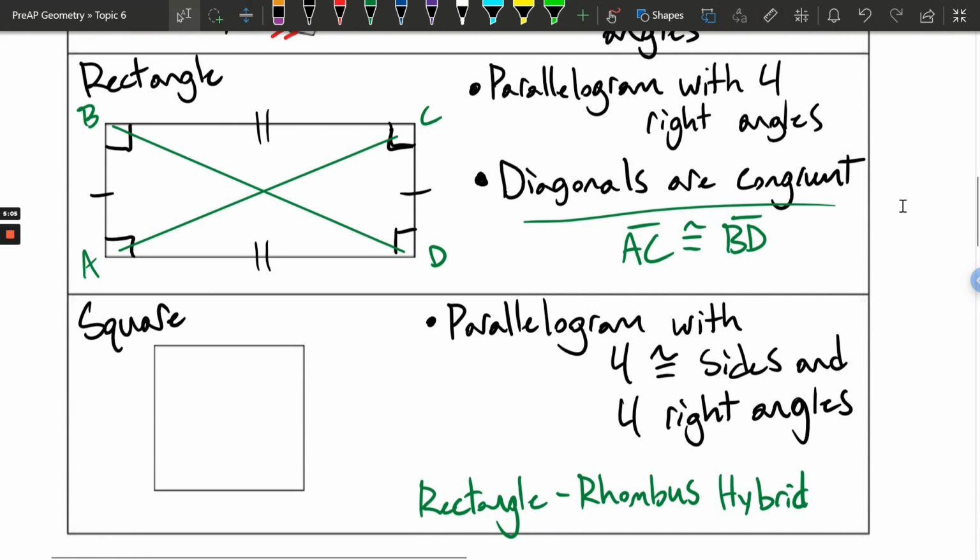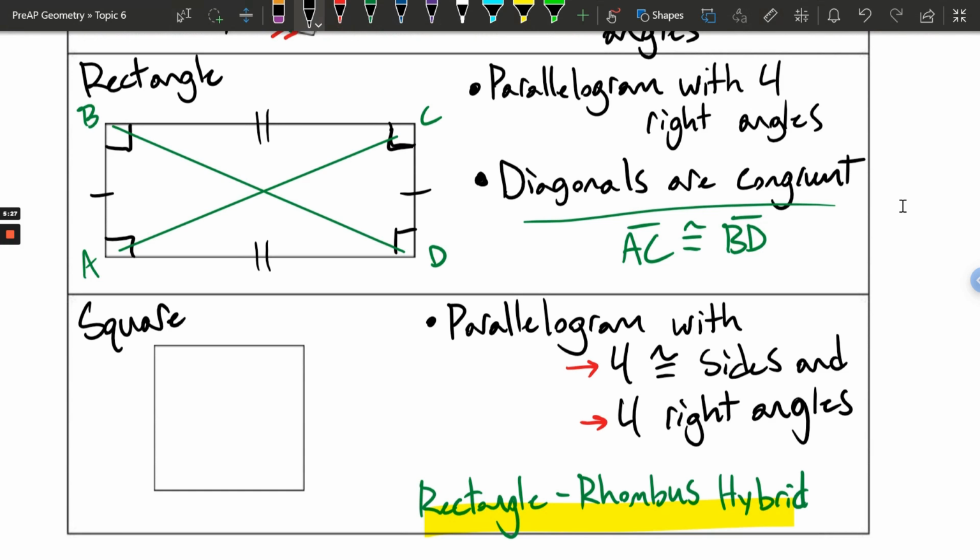And finally, the parallelogram that we know the most about is the square. The square is kind of an amalgamation of a rhombus and a rectangle, just based on its definition. Just like the rhombus, it has four congruent sides, and just like the rectangle, it has four right angles, and we call it a square.